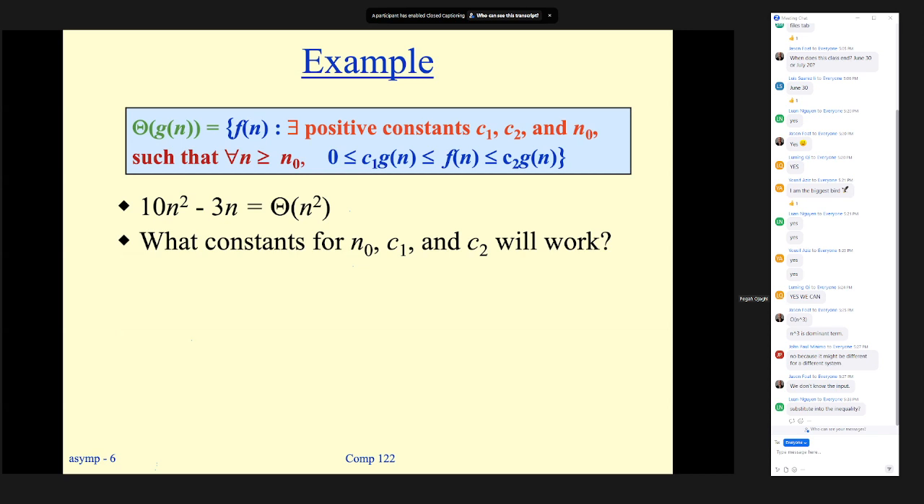Anybody has any idea? Let's see, any example how it works? Someone said just to substitute the equation into the inequality first. So you mean this one? Yeah. So, okay, let's see. Just put 10n squared minus 3n, and then find this one, C2 n squared.